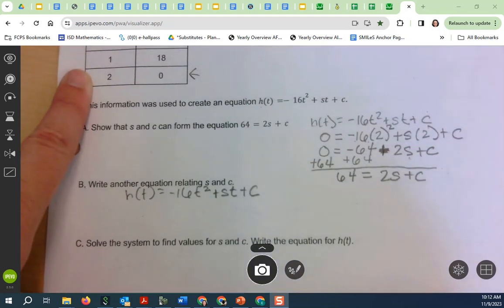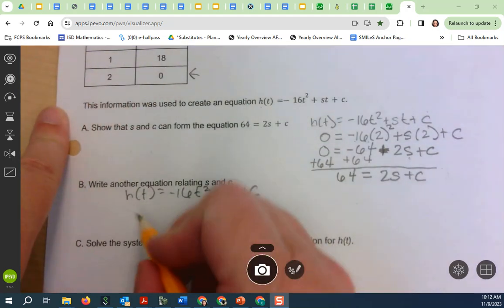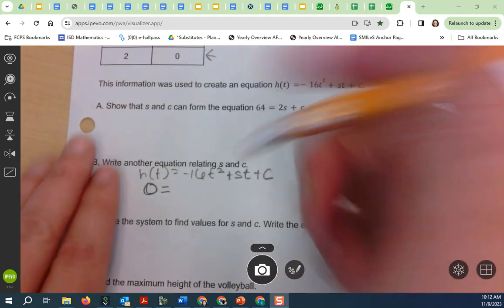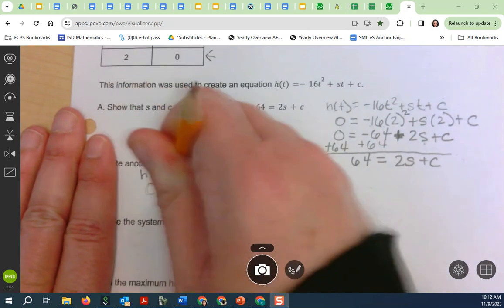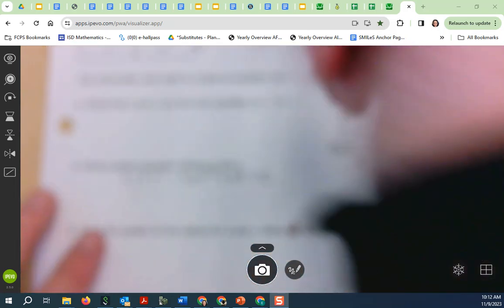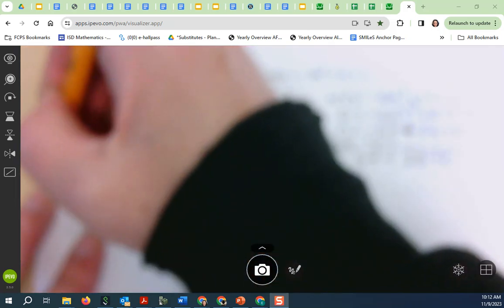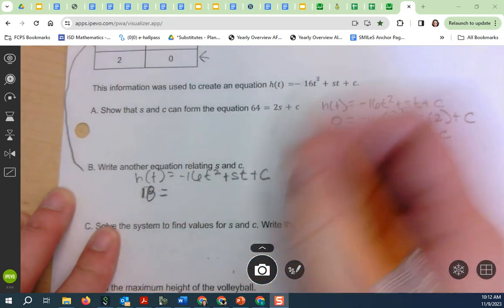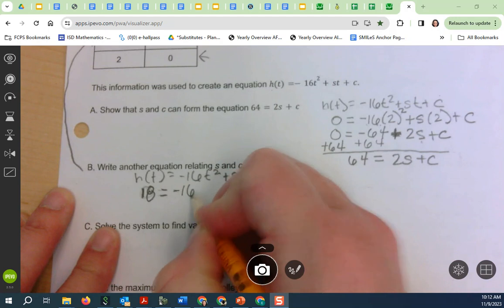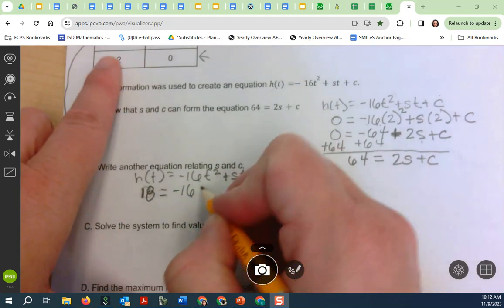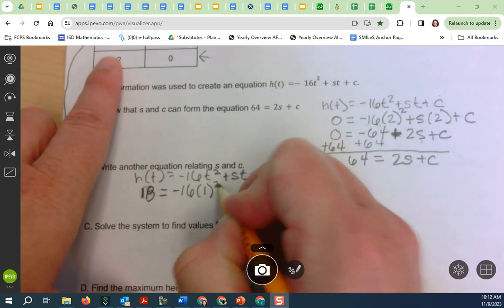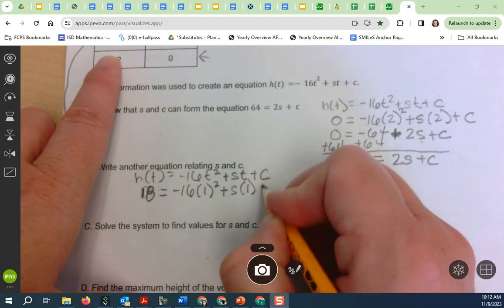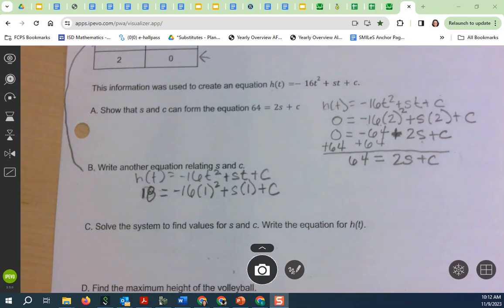And this time I'm going to substitute 0 for the height. H of t is 0. The whole thing is 0. Oh, I'm sorry. That's what I did last time, right? I'm doing this one. So the height is 18. Negative 16 times t squared, so that would be times 1 squared, plus s times 1, plus c.